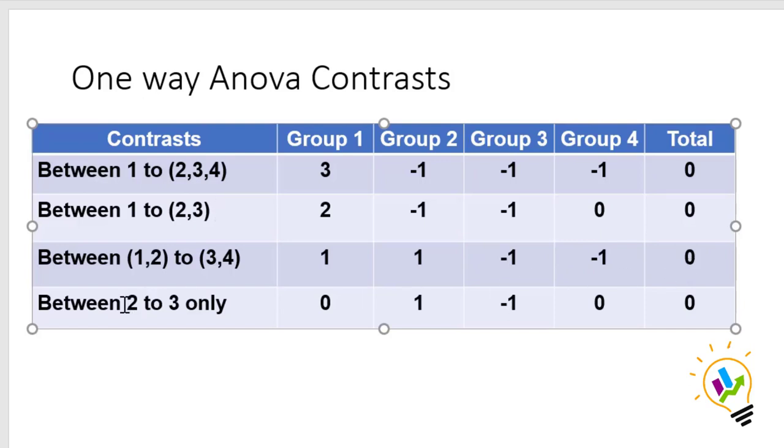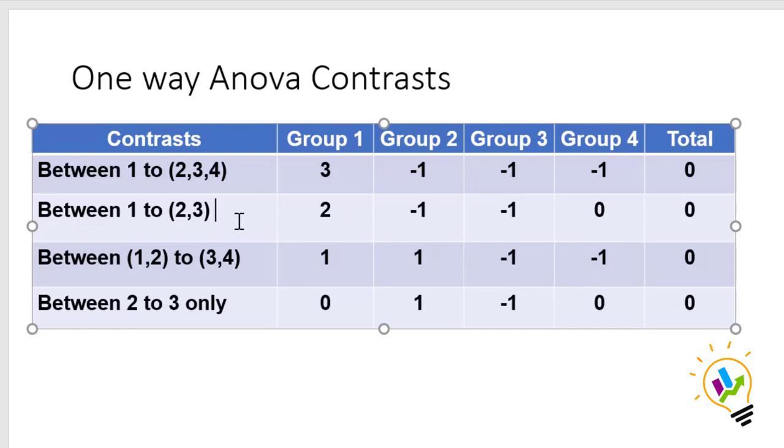If you want to do only between 2 and 3, then the coefficients must be given 0 for group 1, group 2 give as 1, group 3 as -1, and group 4 again as 0, so that the total sum will become 0. So in this way you must give different coefficient values for different contrasts.